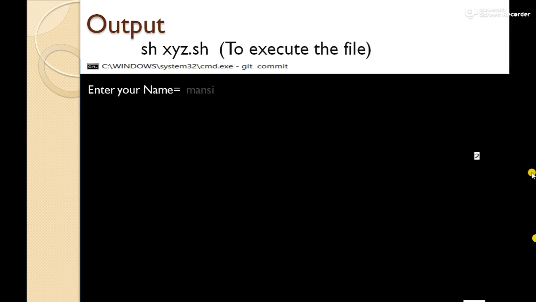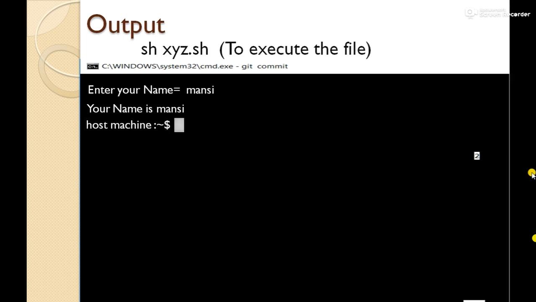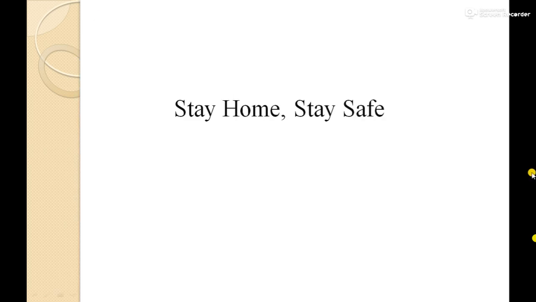Over here I'll enter my name, that is Mansi. Then we will press enter. Our output will be displayed, that is your name is Mansi, and then our next command will be displayed. So this is how we will use this script in the Vim editor, and we will use the commands in the script which we have done in the previous videos.